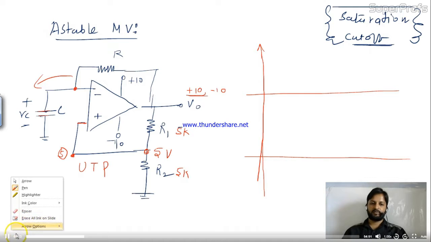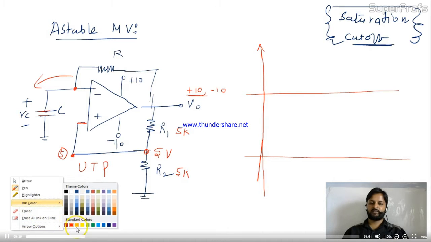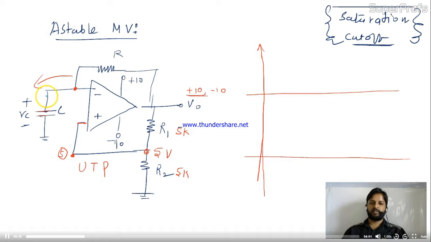Okay. So the capacitor will start charging. Up to 5 volt it will charge, like this. This is the 5 volt. Is it okay? This is the max voltage it can charge itself to. If this reaches 5 volt, what will the condition become?